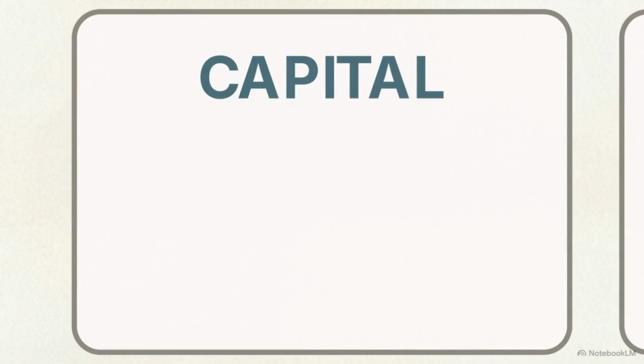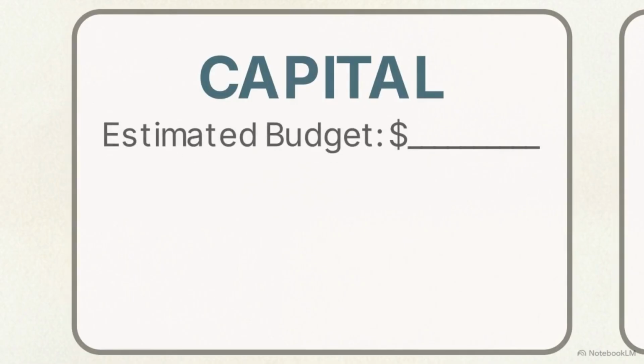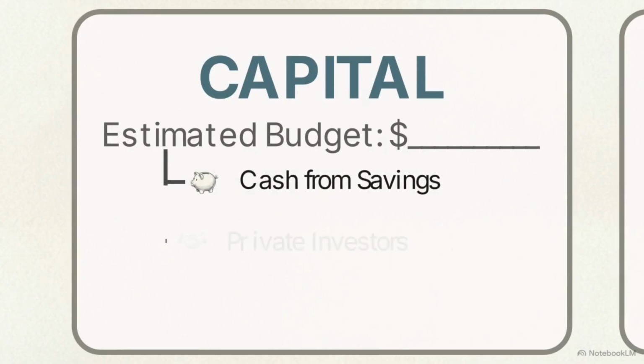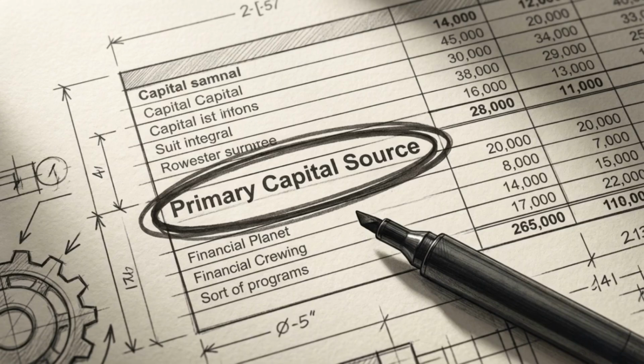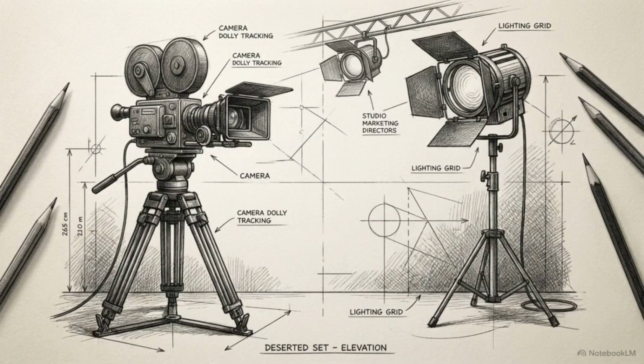This diagram shows our starting point. Quadrant 1 is financing. Here, write down your estimated budget and list 3 potential sources to get that money: cash from savings, pitches to private investors, or applications for film grants. You must identify at least one highly realistic, immediate avenue for funding. Without a plausible path to cash, the project cannot move forward.